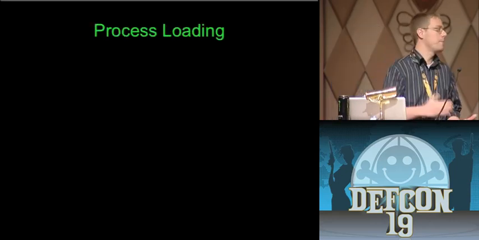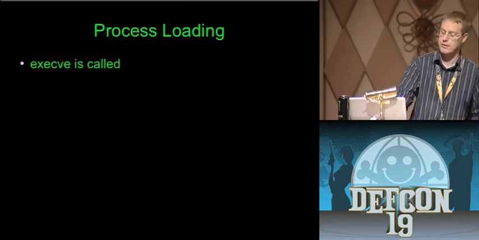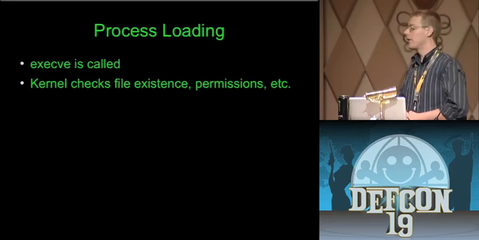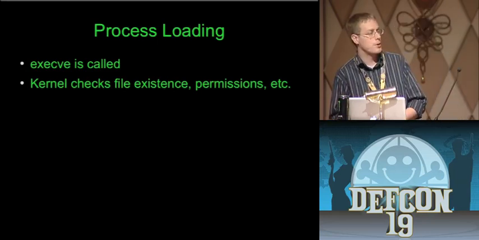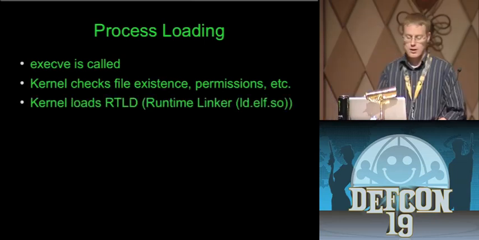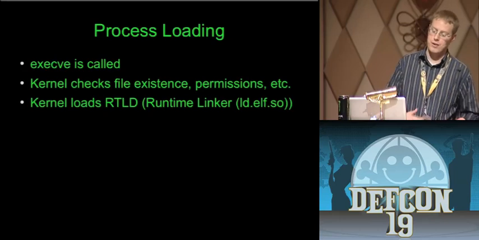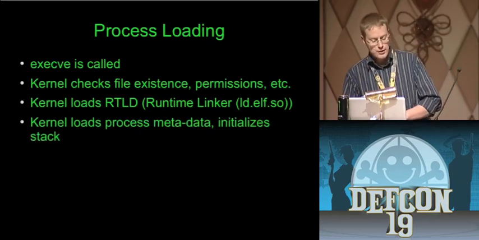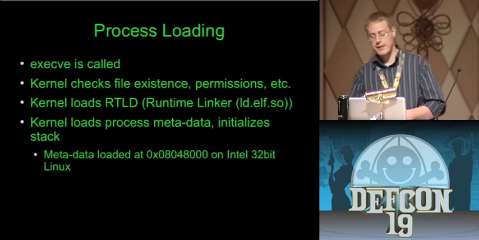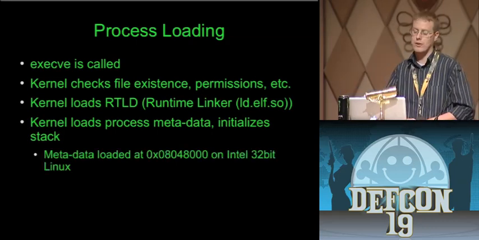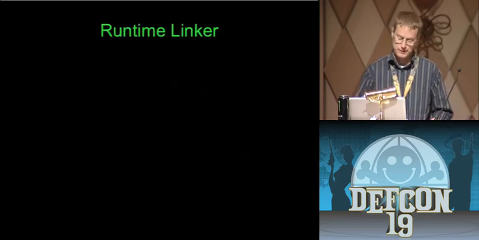So we're going to talk a little bit about process loading, what happens when the execve system call is called. The kernel first checks for file existence, to make sure that the file is there and that you have the permissions to run it. The kernel then loads what is called the runtime linker. A lot of people call that the RTLD. The kernel loads the process metadata and initializes the stack. The metadata is located at hex address 08048000 on Intel 32-bit Linux.